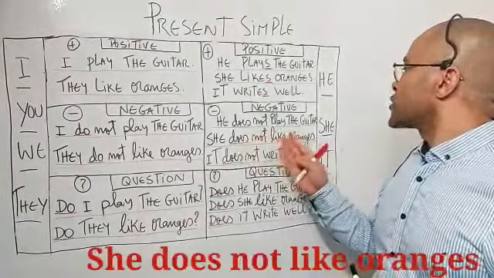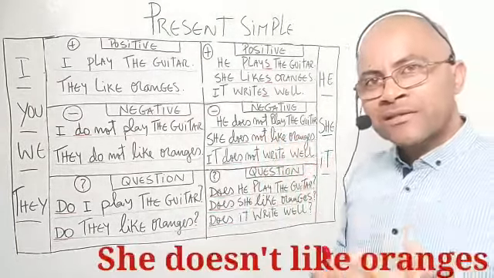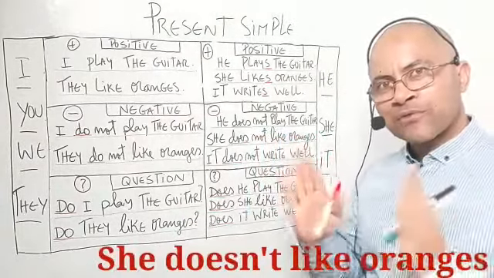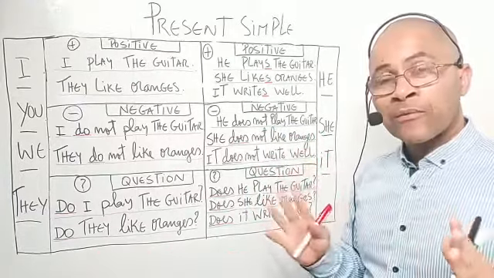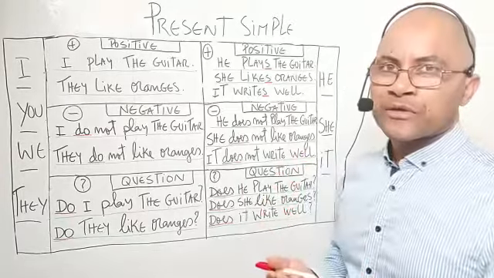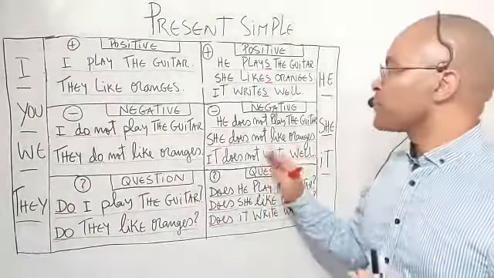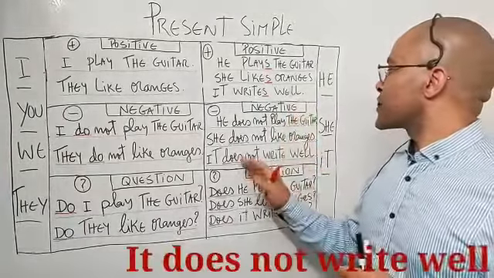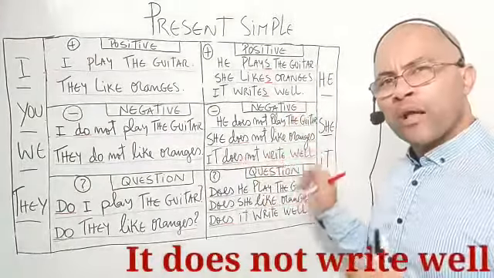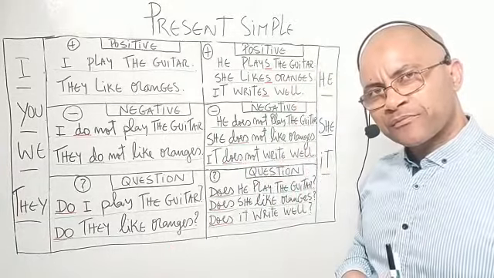She does not like oranges, the second example. She doesn't like oranges, short form. Long form, she does not like oranges. And then we have the last example here with the negative. It does not write well.